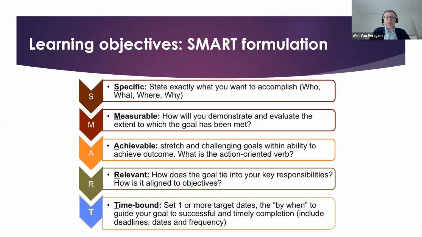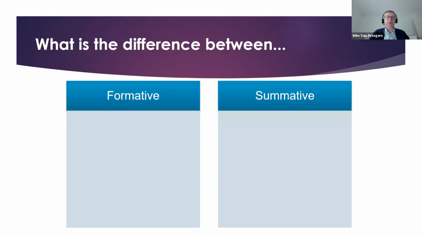I don't have to elaborate too much on that, I think, but if you want to define clear learning objectives, maybe you could think about a SMART formulation. SMART as acronym for specific, measurable, achievable, relevant, and time-bound. So if you define your learning objectives, always think about this SMART way of doing it.